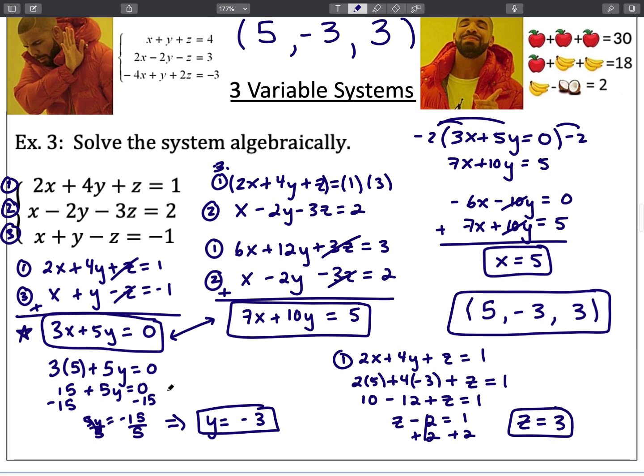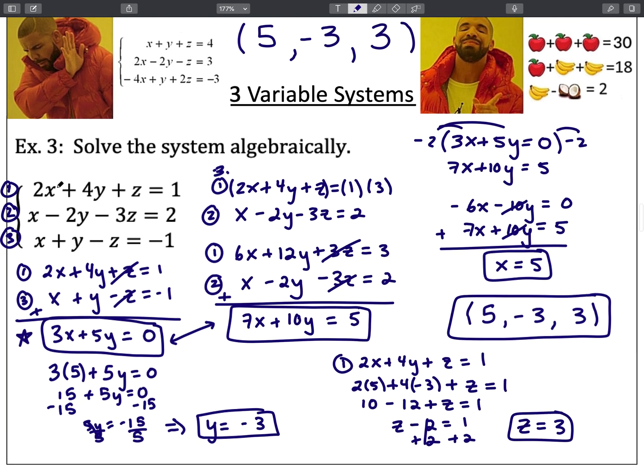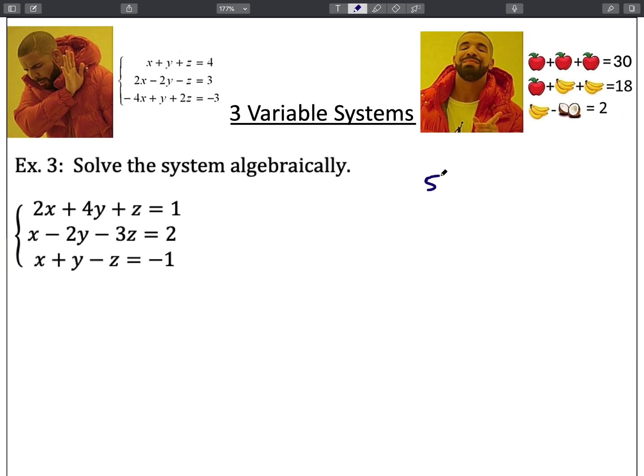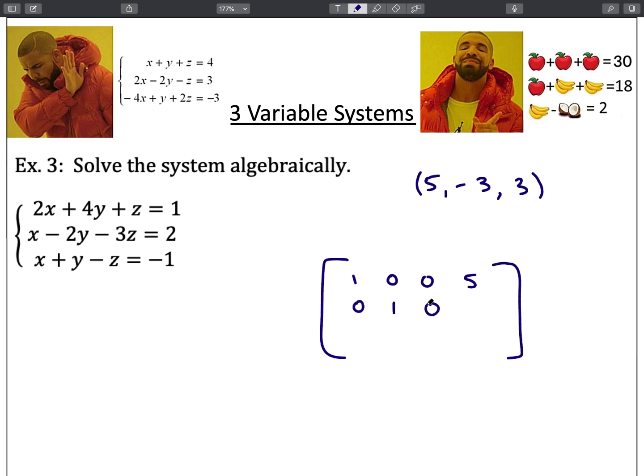So maybe I'll show you what this one would look like. If you want, you could do another 3x4 matrix using these coefficients that you have here. And then if you go into the calculator, we had a solution of 5, -3, and 3. If you actually run this one through your calculator, what you'll see the calculator give you back will be a 1, 0, 0, 5. Then it'll be a 0, 1, 0, -3. And then a 0, 0, 1, and then a 3.